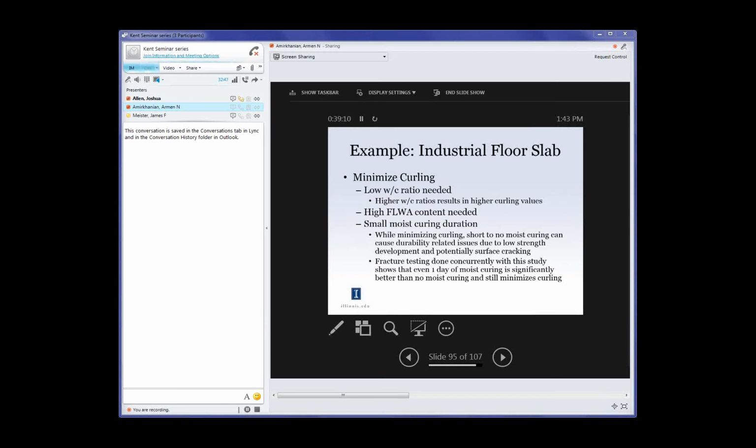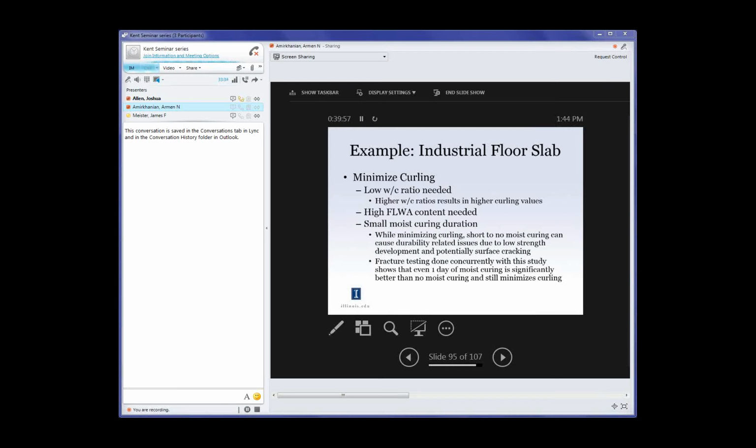The high water cement ratios, as you saw from some of the graphs, resulted in higher curling values. We also know we need a high amount of lightweight to reduce that moisture gradient, and we need to cure it for a small amount of time as opposed to a long amount of time. Now, this will minimize curling, but especially this point number 3 here, if you don't cure it for a long time, it won't have a lot of strength compared to a longer curing duration. So you need to sort of take into account the fact that, yes, I want to minimize curling, but I still need strength for the surface because as those forklifts go over, I don't want my surface to deteriorate very quickly.